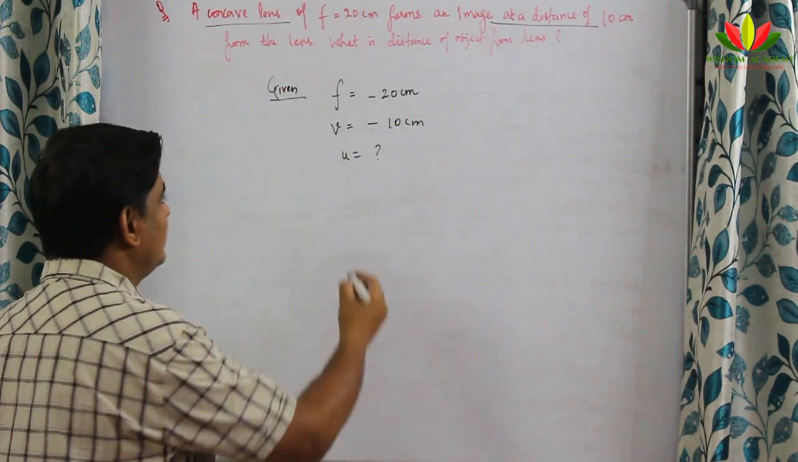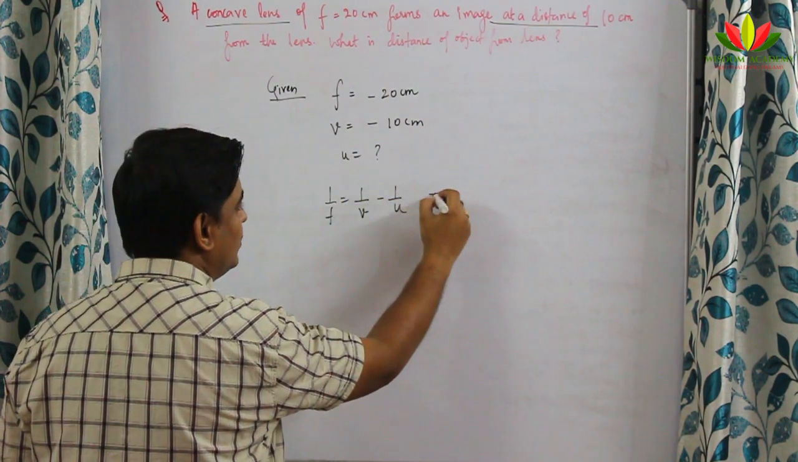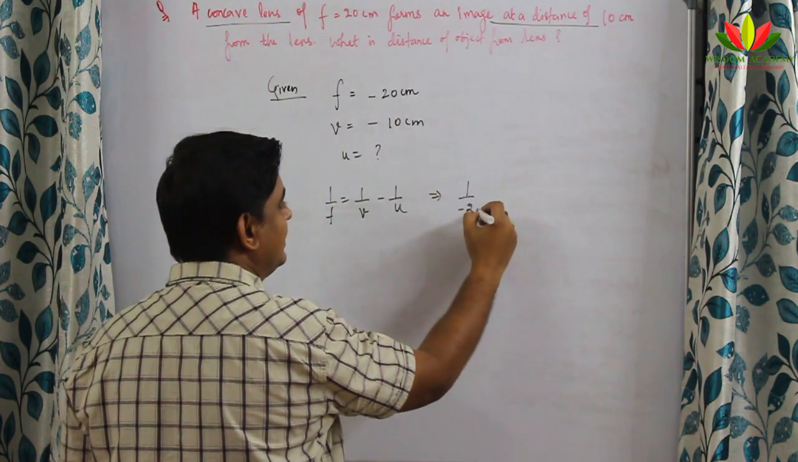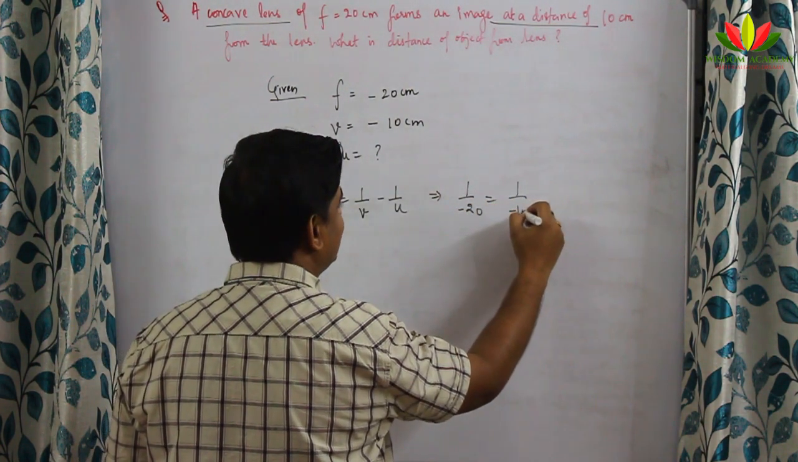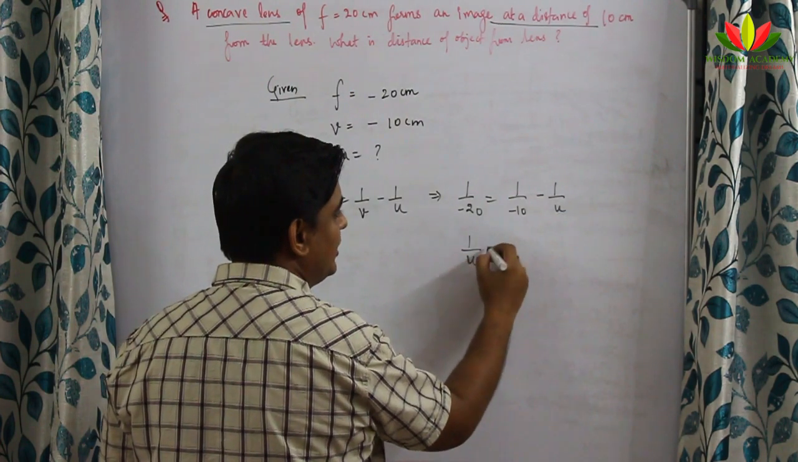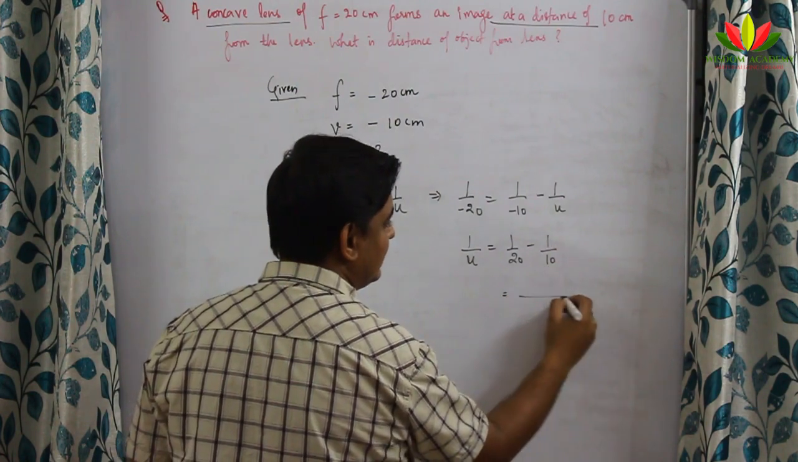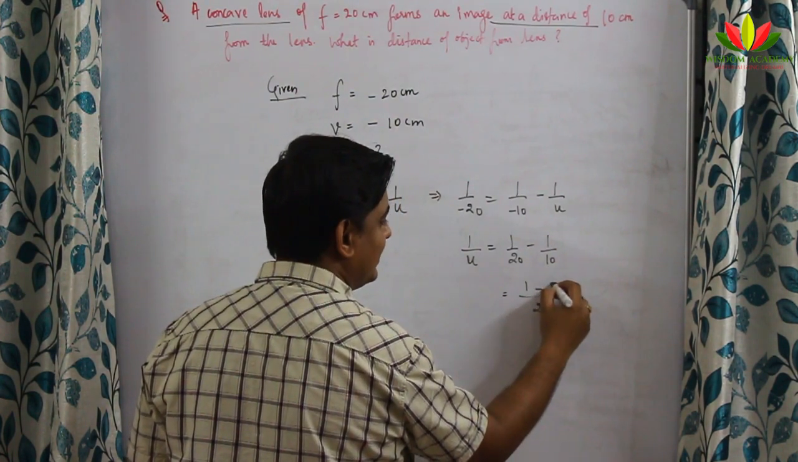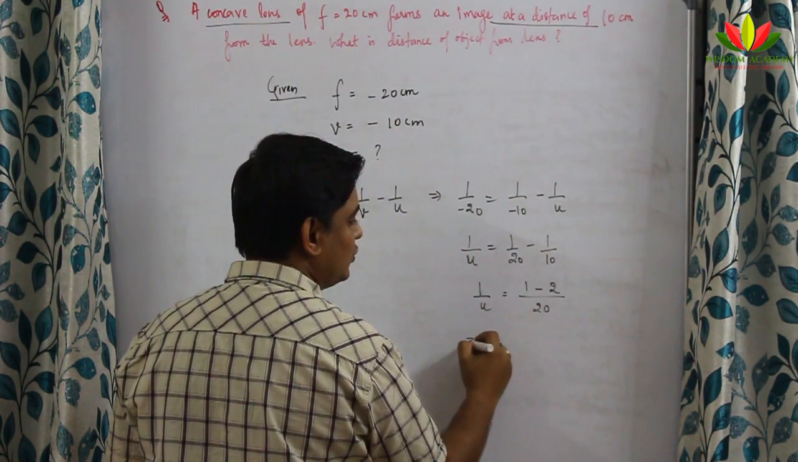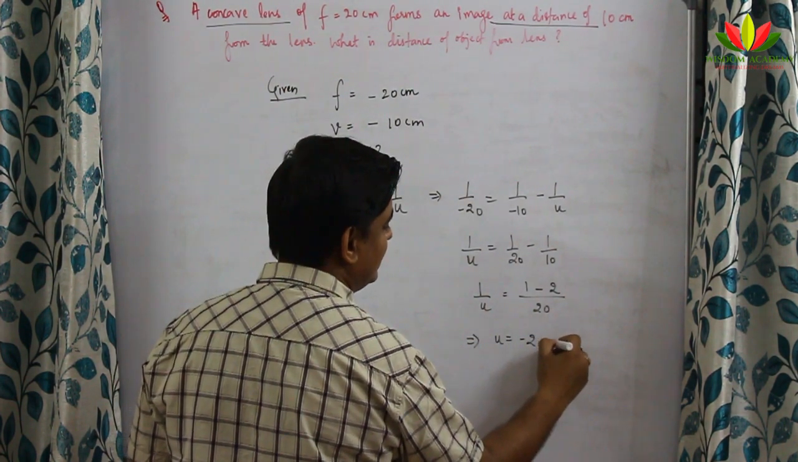Let us see that. So lens formula 1 by F is equal to 1 by V minus 1 by U. So 1 by minus 20 is equal to 1 by minus 10 minus 1 by U. So 1 by U will be equal to 1 by 20 minus 1 by 10. Take the LCM as 20. 1 minus 2 is 1 by U. So from here I get U is equal to minus 20 centimeter.